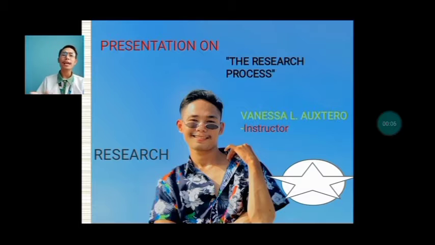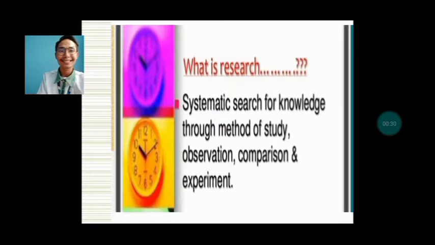I'm here today to discuss my topic. My topic is the research process. First, what is research? Research is a systematic search for knowledge through methods of study, observation, comparison, and experiment. What is the research process? The research process is a series of various actions which are necessary for effective research work. Right now, we discuss the research process.